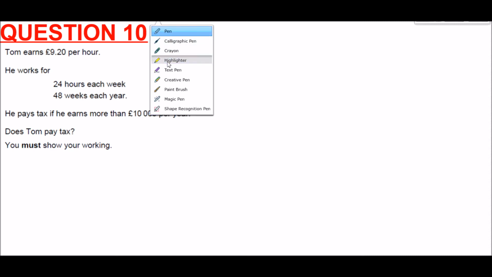Question 10. Tom earns £9.20 per hour. He works for 24 hours each week, 48 weeks in each year. He pays tax if he earns more than £10,000 per year. Does Tom pay tax? You must show all your working. There's a few ways of doing this question. What I'd suggest is we could work out his weekly pay first.